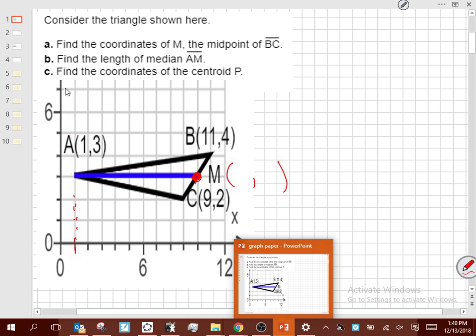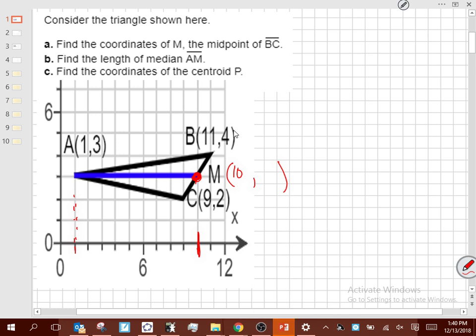I got to add my x's. So 11 plus 9 is 20. Divided by 2 is 10. That makes sense because 10's right there. And then add my y's. So 4 plus 2 is 6. Divided by 2 would be 3. So my y value is on that line. Y equals 3. Okay? Is that okay? Is that how we find the midpoint? Add the x's. Divide by 2. Add the y's. Divide by 2, right?